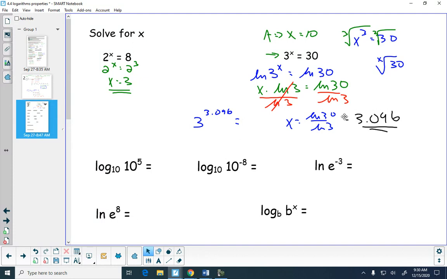And what we should come down to for this is the values of 5, negative 8, negative 3, and 8, which reinforces the idea that if I have log base b of b to the x, this will equal x.